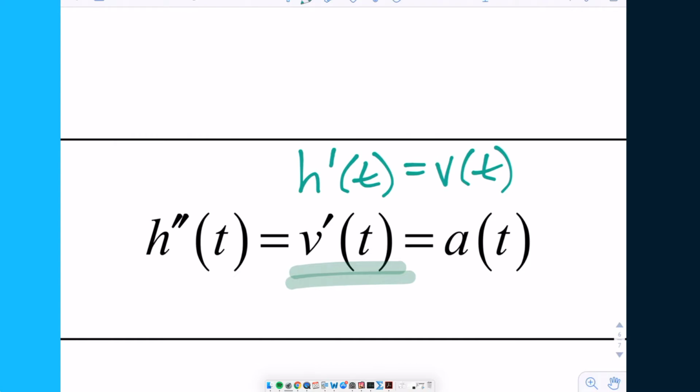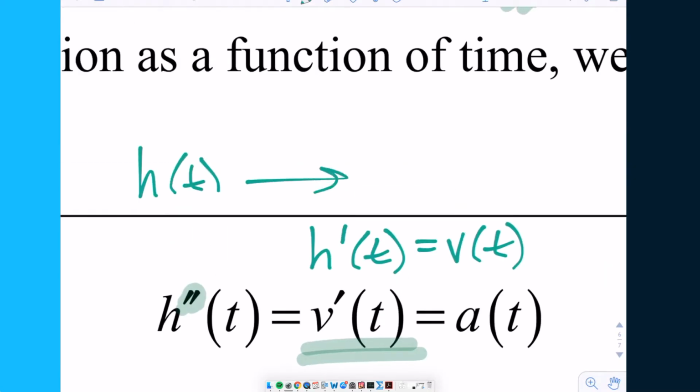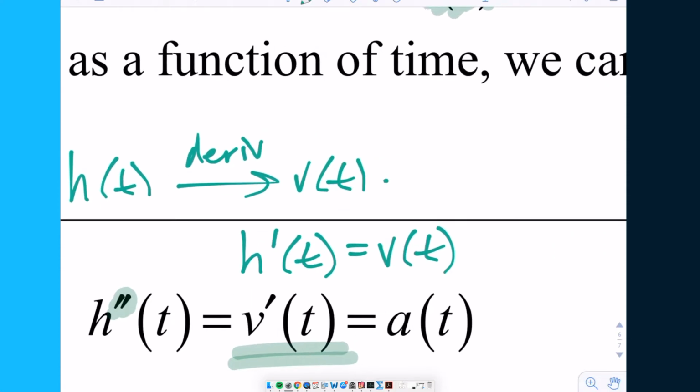Yes, so now we can relate them all to each other by using this notation here, and we do read that as double prime. So h double prime of t is v prime of t, which is equal to a of t. So it's essentially this. If you start with your position function, take the derivative, right? And you get your velocity function. Take the derivative of that, and you get your acceleration function.